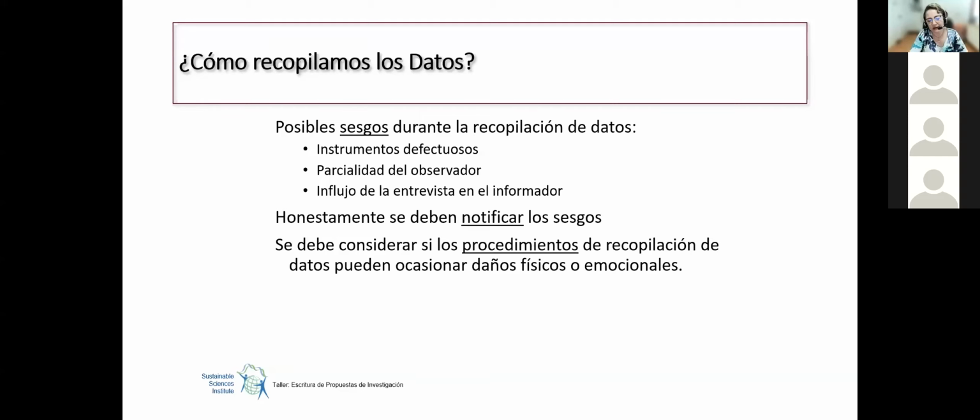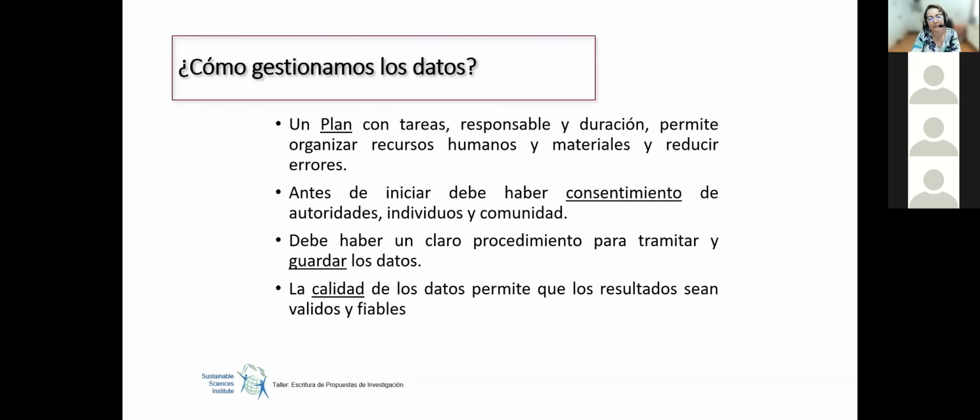We should also consider whether the data gathering procedure can cause physical or emotional harm or damage. Because if a study generates anxiety or changes a behavior, and if this anxiety gives my blood tests or biochemistry tests an altered result, this should be important. So when we gather information, we should consider these potential biases.